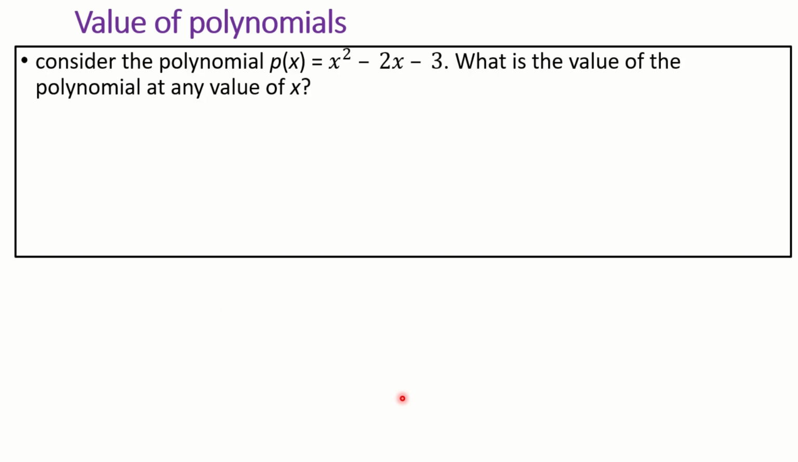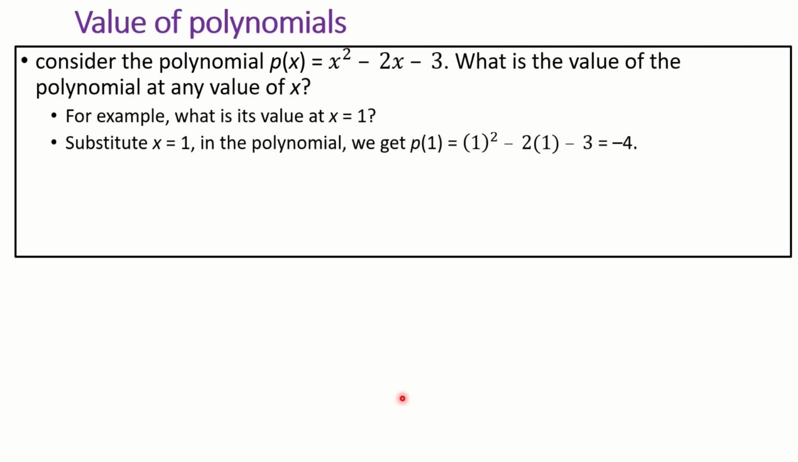Next, value of polynomials. This is simple. If you have a function p of x equal to x square minus 2x minus 3, at any given value of x you can evaluate the polynomial value. Suppose at x equal to 1, how do you evaluate? You just replace x with 1 in the polynomial. So p of 1 equals 1 square minus 2 into 1 minus 3, that is minus 4. So p of 1 equals minus 4, that is the polynomial at x equal to 1. We represent this as p of 1, p of 2, p of 3, like that.